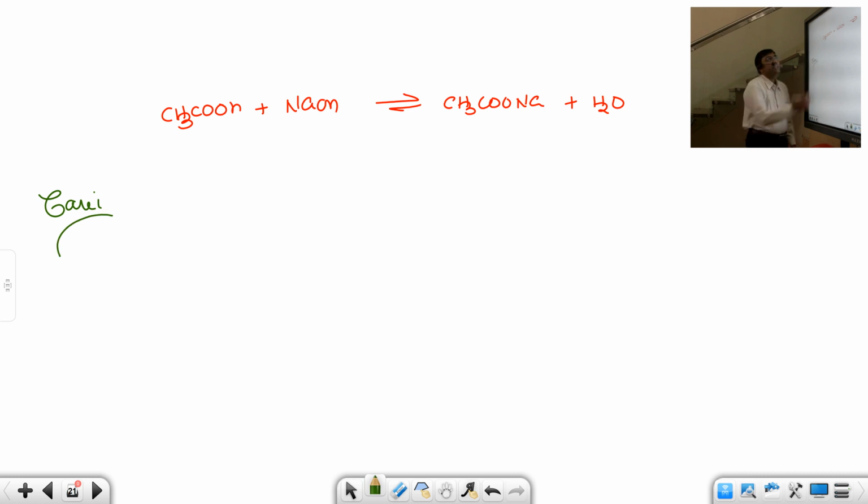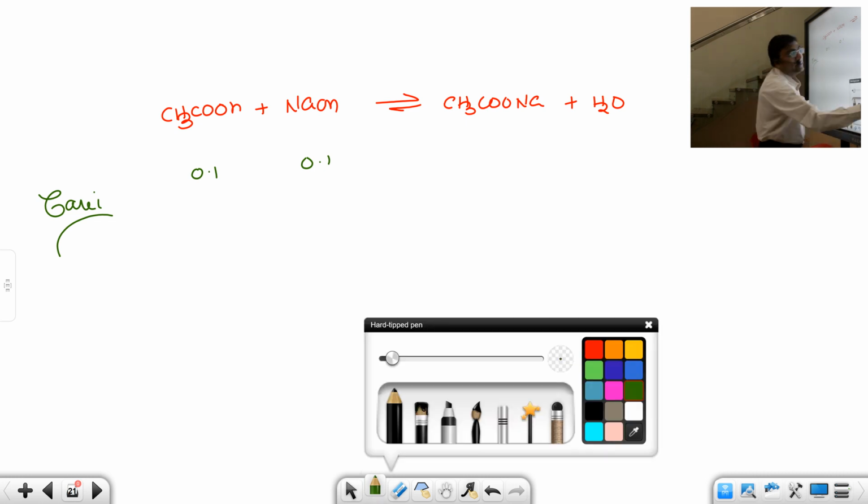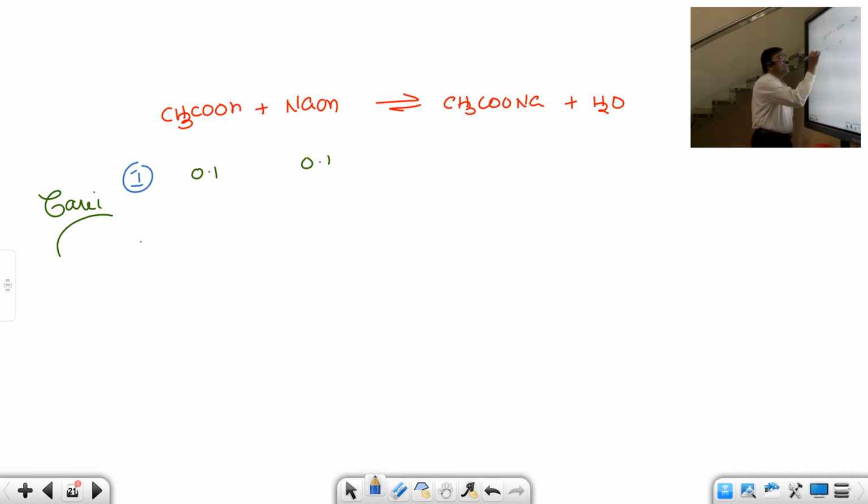Case 1: I start with 0.1 molar weak acid and 0.1 molar strong base. This is the initial value. Now at equilibrium, what happens? This becomes 0 and this becomes 0, and you get 0.1 here and 0.1 here. What do you get here? Sodium acetate. Only sodium acetate is left.